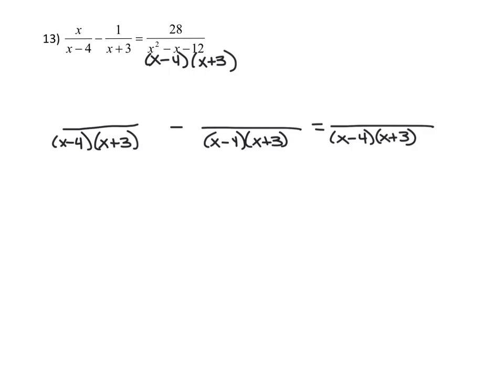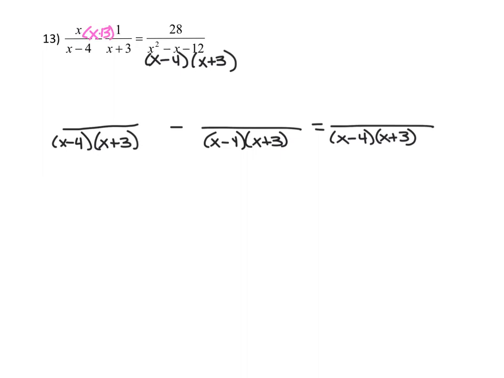All right, so I just rewrote all of these with our common denominator. Let's look at our first denominator. It has an x minus 4, but it's missing that x plus 3 that the common denominator has. So let's take an x plus 3 and put it on the top and bottom of this fraction.